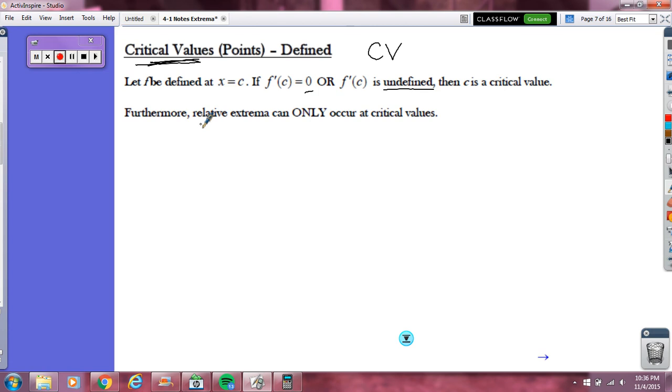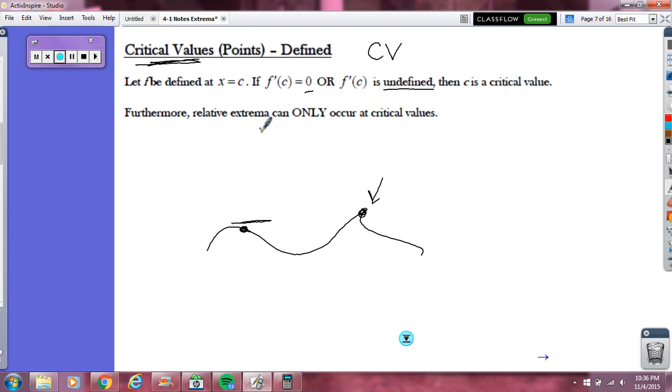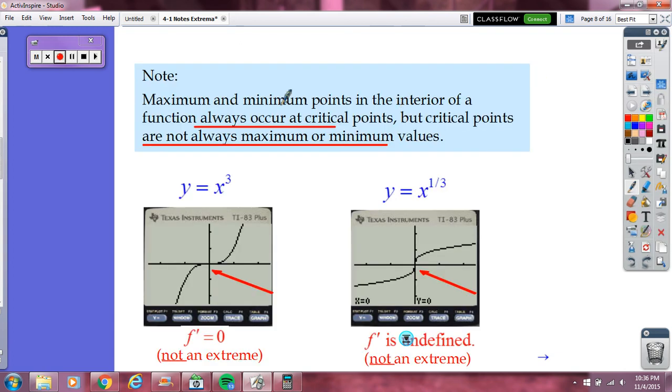So as we saw with our graph that was like this earlier, the critical values, so the places where the derivative was 0, like this guy, or the places where the derivative was undefined, like that guy, those relative extrema could only occur at our critical values or at our endpoints. So relative extremes, or maxes and mins, only happen at critical values or endpoints.